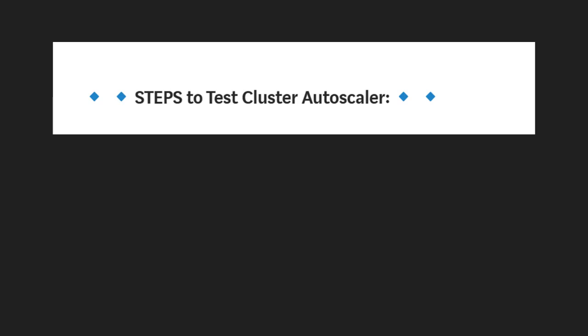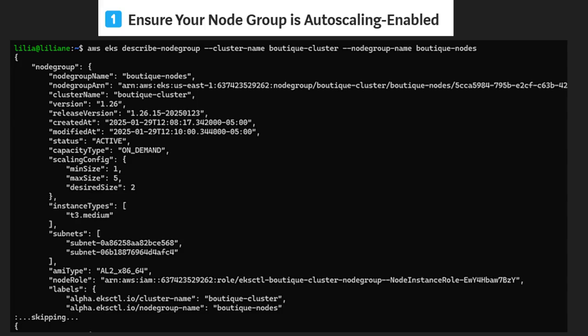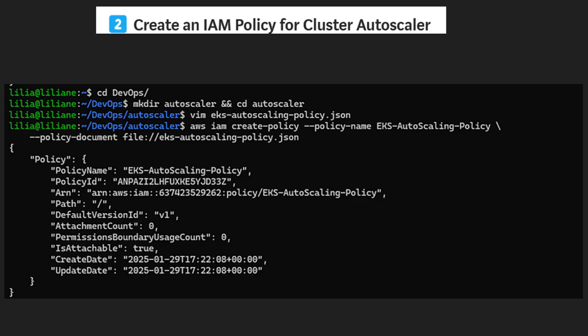Now, let's dive into the steps to test the Cluster Autoscaler. First, ensure that your node group is configured to support autoscaling. This involves setting the appropriate parameters for the node group. Next, create an IAM policy specifically for the Cluster Autoscaler. This policy grants the necessary permissions for autoscaling operations.